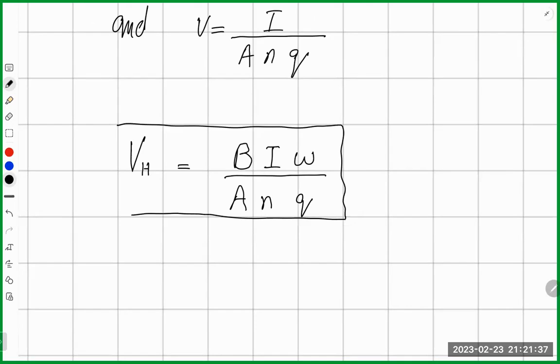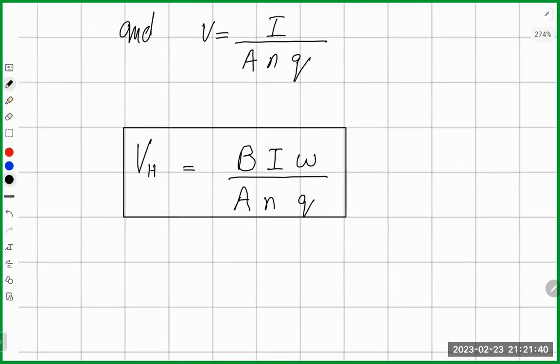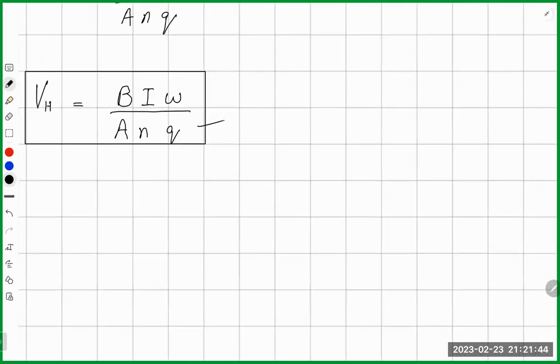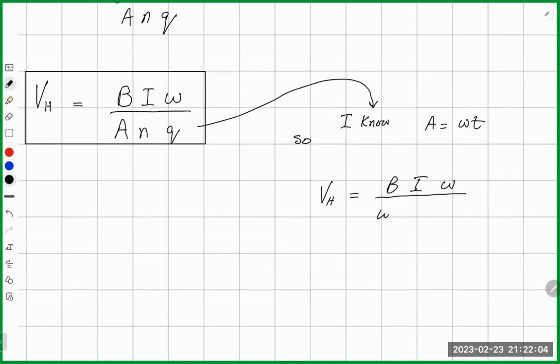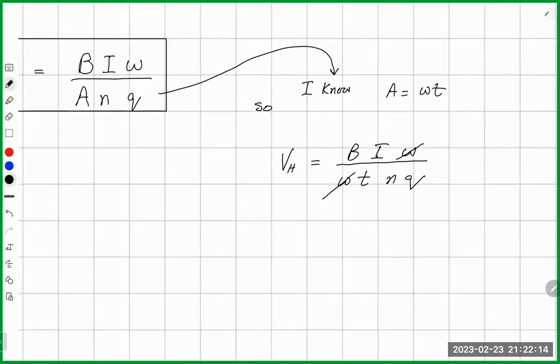So there we go, this is the formula. But I need a formula that does not have a W in it. So let's see what I do. I know area equals WT. So Hall voltage becomes BIW over WTNQ, and I think you can see that W becomes irrelevant. And here we have the formula for Hall voltage: BI over NTQ.